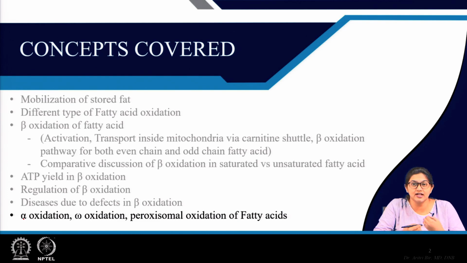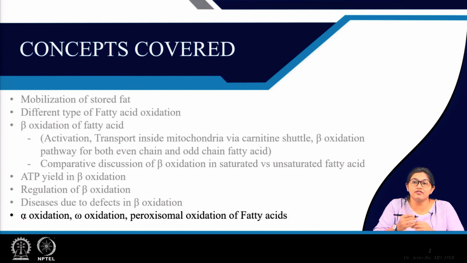of fatty acid inside mitochondria, then the different reactionary steps of all the different types of fatty acids like odd chain, even chain fatty acids, then saturated, unsaturated fatty acids. Then we have discussed the energetics of beta oxidation, regulation and also the related disorders. Now, in this class we are going to discuss other types of fatty acid oxidations like alpha oxidation, omega oxidation and peroxisomal oxidation of fatty acids.